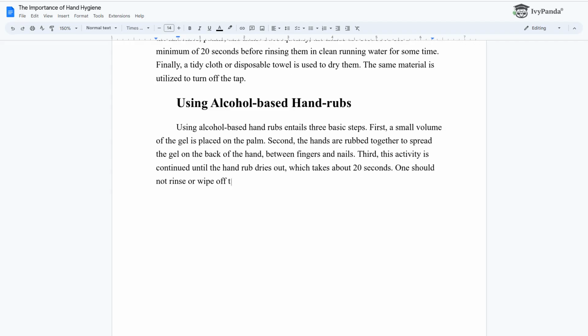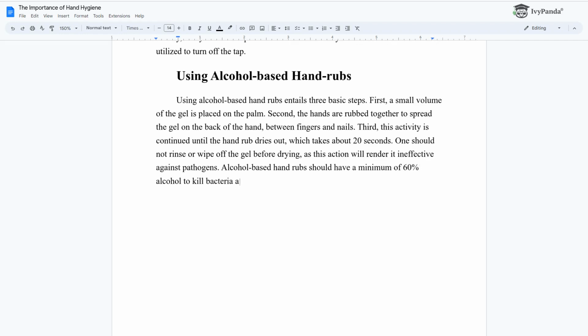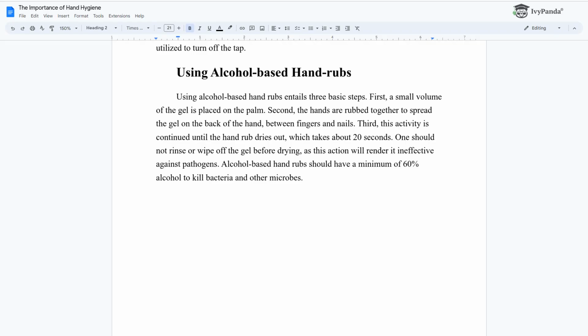One should not rinse or wipe off the gel before drying, as this action will render it ineffective against pathogens. Alcohol-based hand rubs should have a minimum of 60% alcohol to kill bacteria and other microbes.